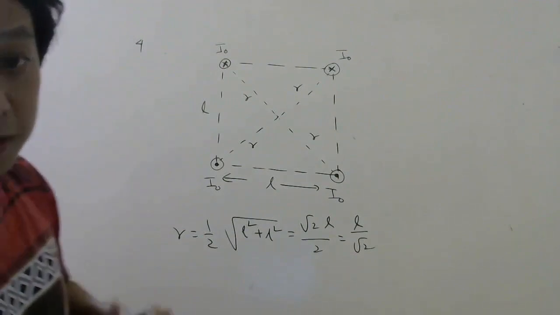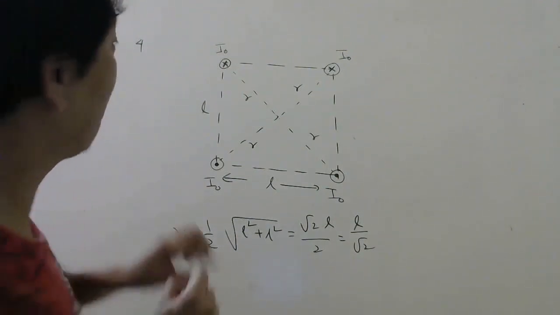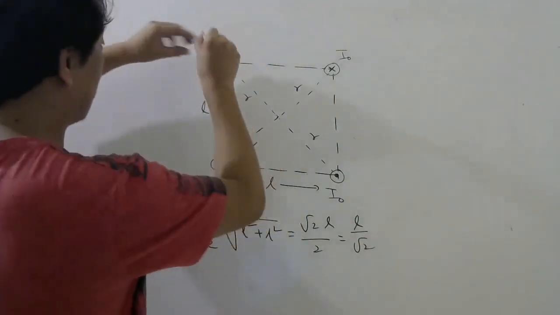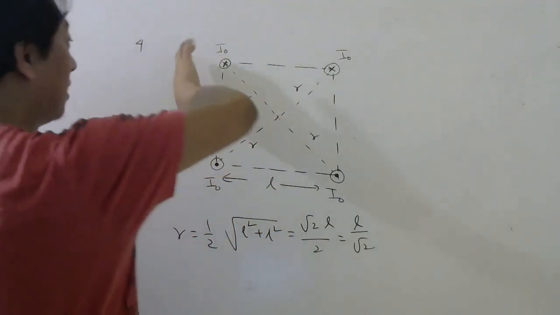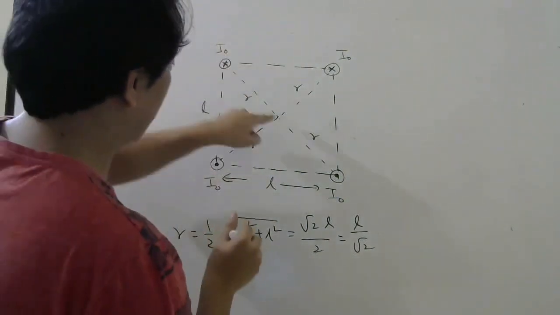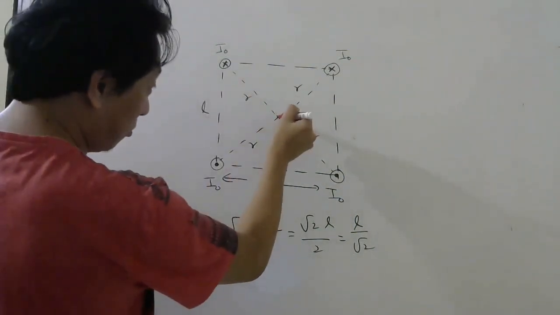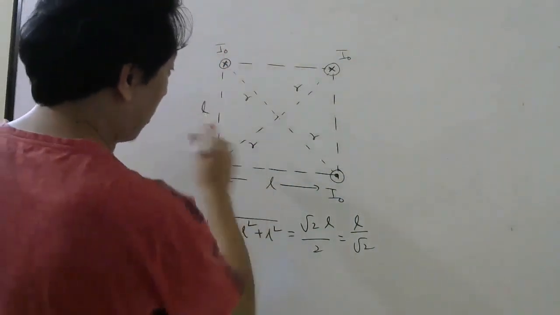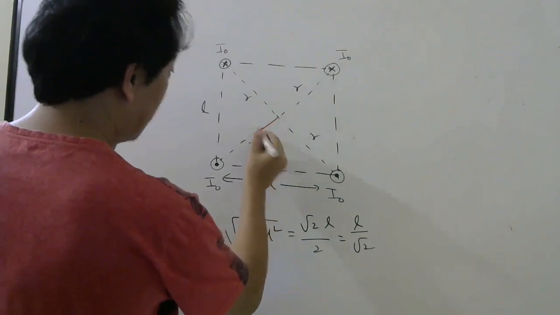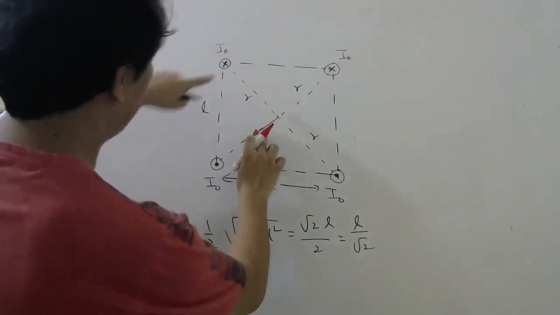Now before we think of adding the magnetic fields, we have to check direction. This is a cross, so current is going inside, right? So magnetic field will be like this. How to draw the direction? I told you, first draw the radius and then draw the perpendicular. Since this is a square, this itself will be perpendicular to this line. So this is the magnetic field due to this.